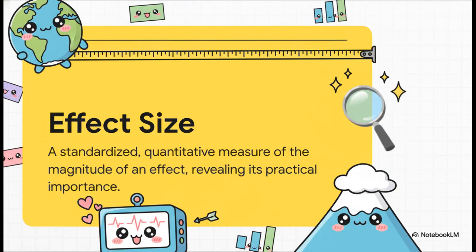Effect size is, well, it's pretty much exactly what it sounds like. It's a standard way to measure just how big an effect is. It takes you beyond a simple, yes, it worked, or no, it didn't, and tells you how much it worked. It's the number that tells you if what you found is just a tiny tremor or a massive earthquake.